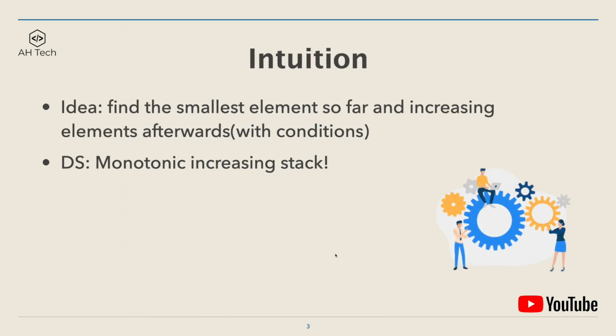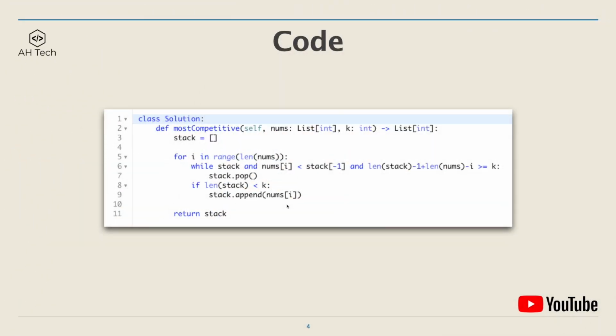And the intuition to solve this question, the main idea is to find the smallest elements so far and increasing elements afterwards, but with some key conditions, which we will discuss later. And this is a perfect application of the data structure monotonic increasing stack. So now let's look at the code.